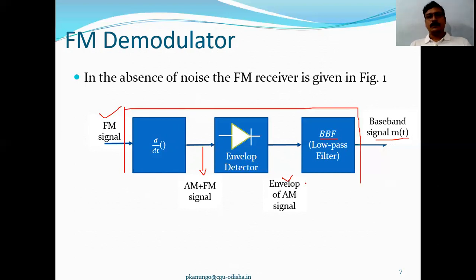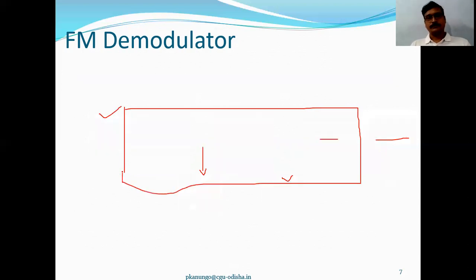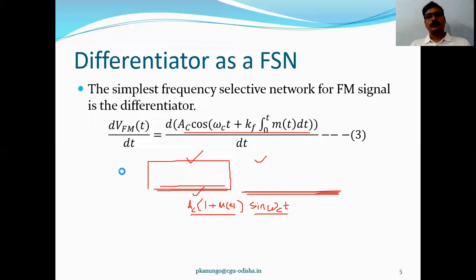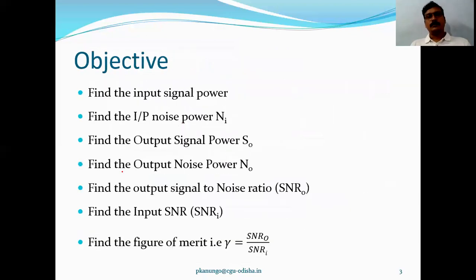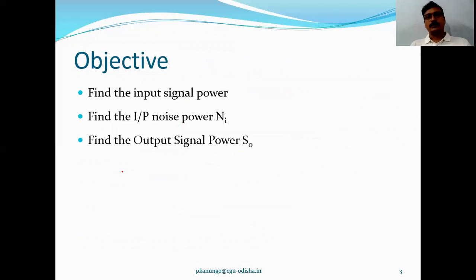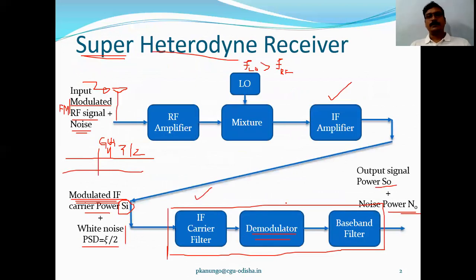This block will replace the detector block here. If you remember that block in the superheterodyne receiver, this demodulator block will be replaced by three blocks: a differentiator, a diode detector, and the baseband filter. The baseband filter is already there, so we don't need to add it again here. So this demodulator part will simply be replaced by a differentiator and a diode detector.